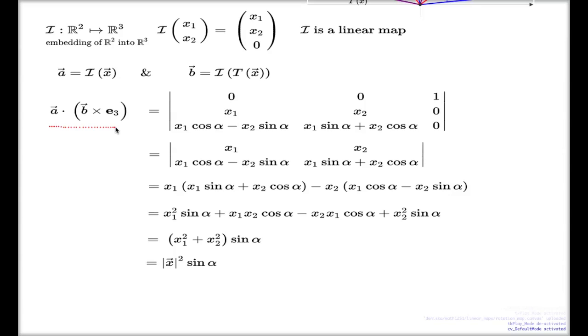And the right-handed triple in particular implies that the turn from A to B, seen from the tip of the vector E3, is counterclockwise. And when alpha is larger than 180 degrees, sine is negative, and this turn will be seen as clockwise. So this is exactly the counterclockwise rotation by the angle alpha.